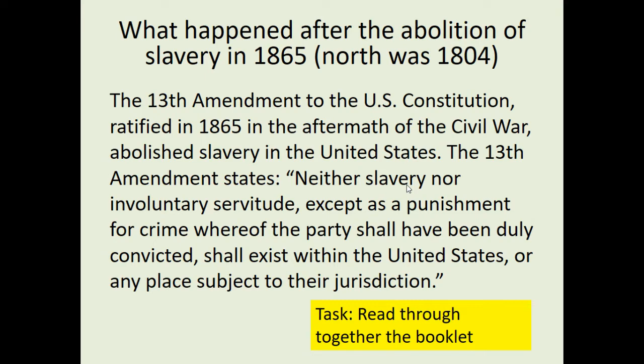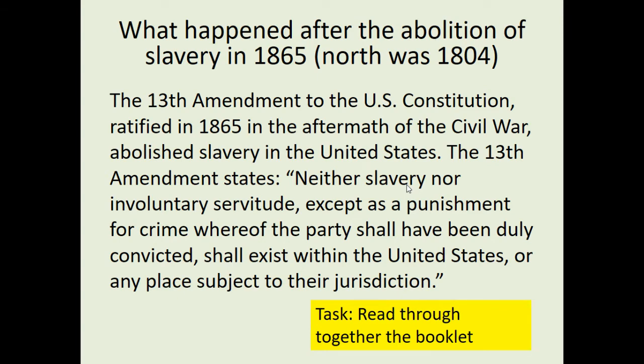In America, there was a divide between the north and the south. In the north, they abolished slavery in 1804. However, it was after the Civil War in 1865 that it happened everywhere with the 13th Amendment. America is built on amendments. They have their rights. Just as we have our laws, these are American laws. So the 13th Amendment to the US Constitution was ratified, so put into play, in 1865 in the aftermath of the Civil War.